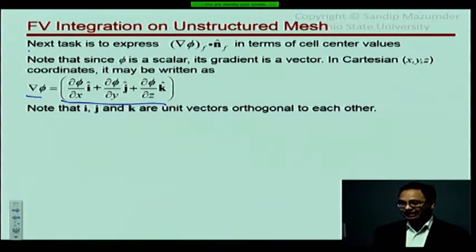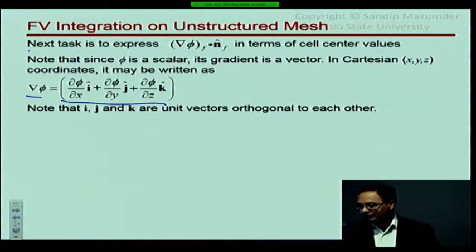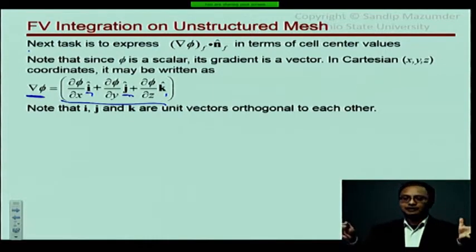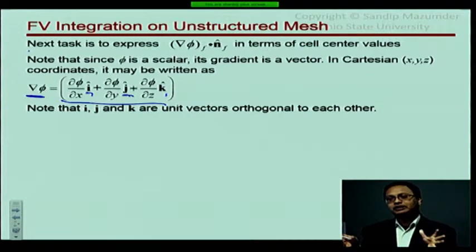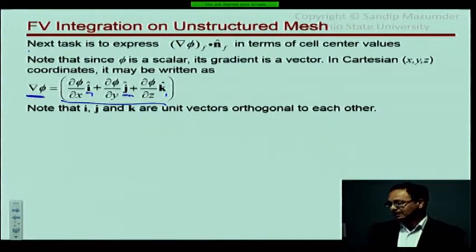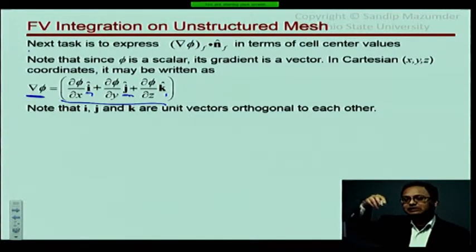Now, you don't necessarily have to write a gradient in terms of these unit vectors. You can use any three other unit vectors, as long as you have an independent coordinate system which has three independent directions. So for example, I could write this as d phi d e1 times unit vector e1 plus d phi d e2 times unit vector e2, and so on. Some arbitrary coordinate system.